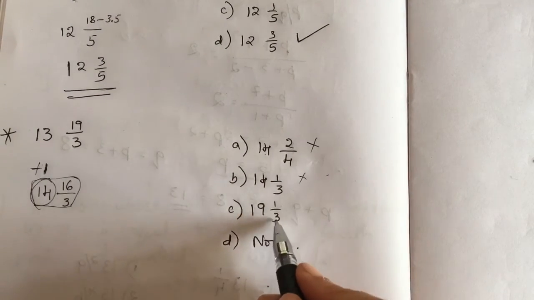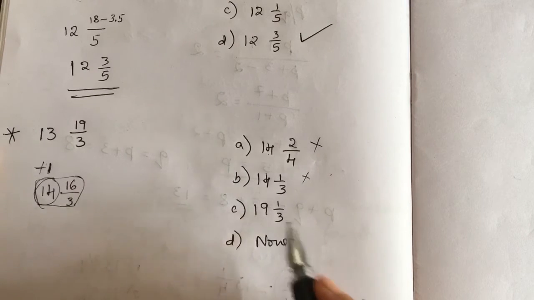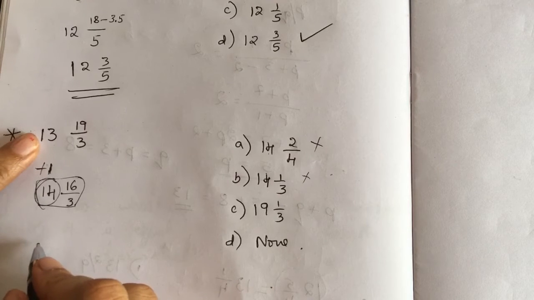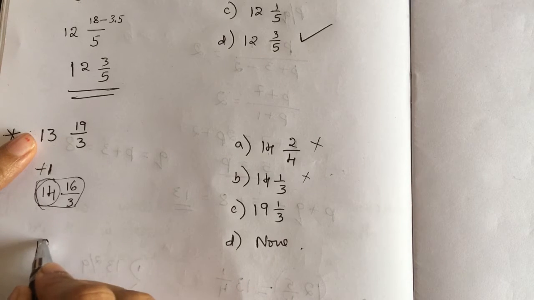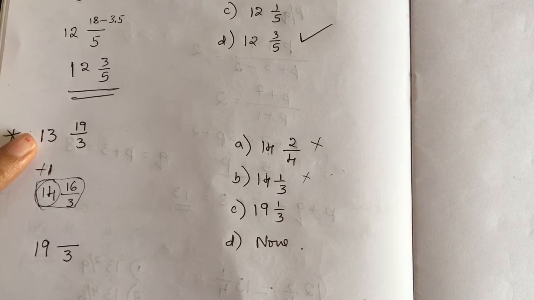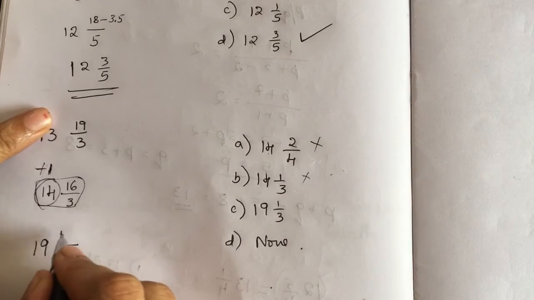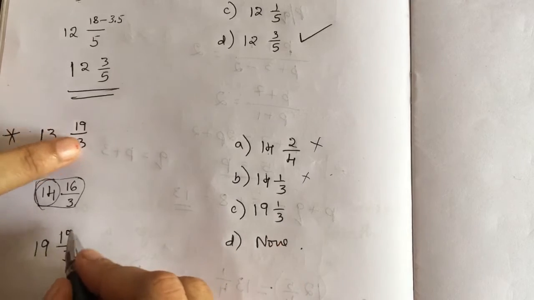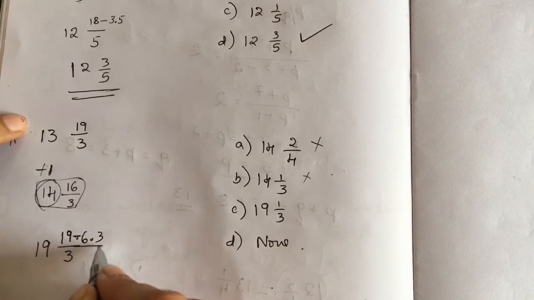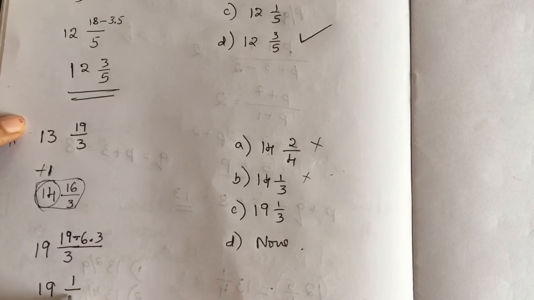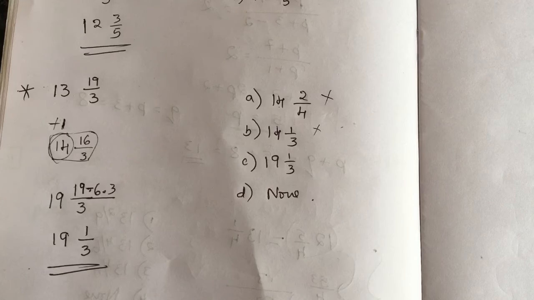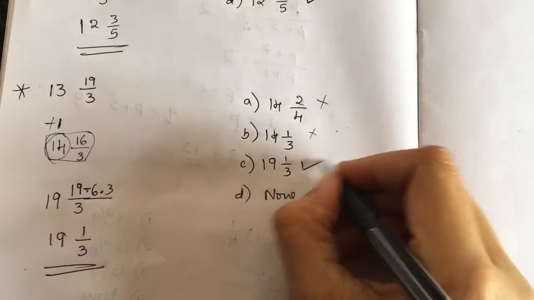And then I'll check whether it is equal to 19 1 by 3. For that I need to add 6 to this, right? So that this will be 19. Then keep the denominator as it is. You subtract 6 times the denominator from the numerator, right? So that this will be 19 1 by 3. I hope you got the trick. So this is the answer.